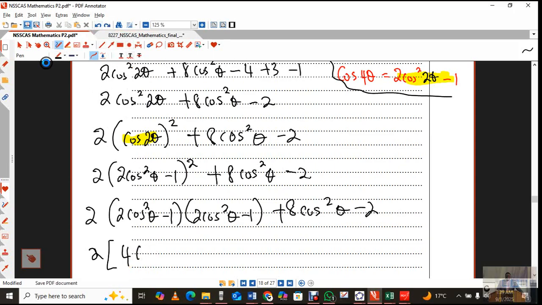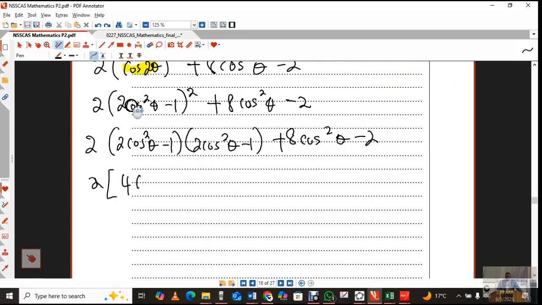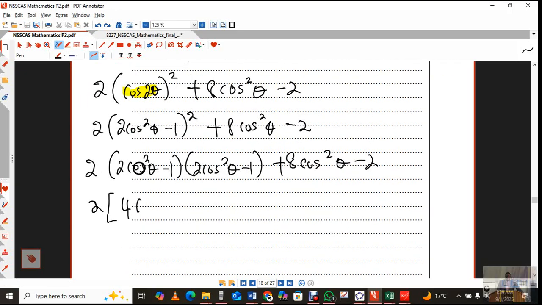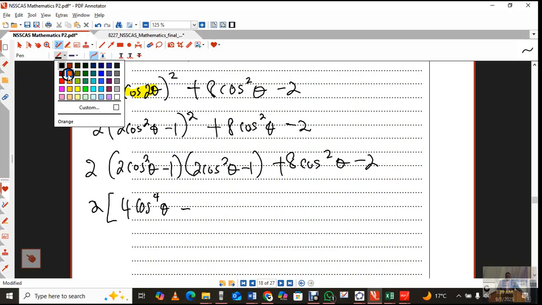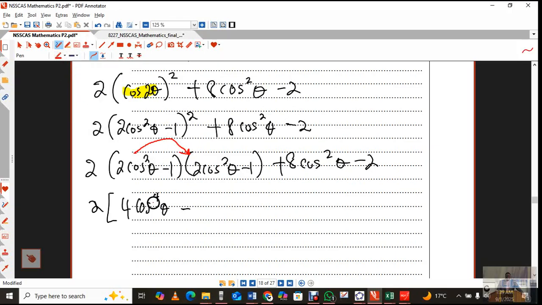Let's also save. We have done quite a lot, right? You must just follow. Cos square theta times cos square theta is cos 4 theta, okay? Minus, so you're going to have, just so you follow, this times that is what gave me this. Then I have that. I have minus 2 cos square theta. And I have another minus 2 cos square theta. And then I have negative 1 times negative 1, which is just plus 1. Okay. And that is plus 8 cos square theta minus 2.